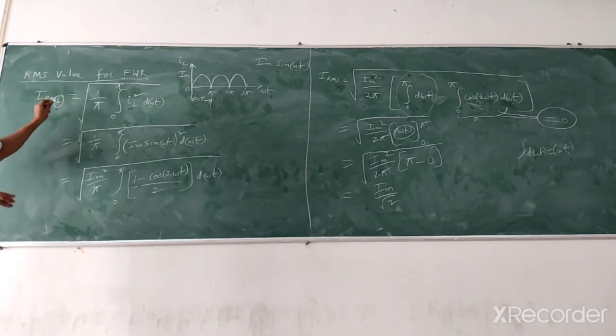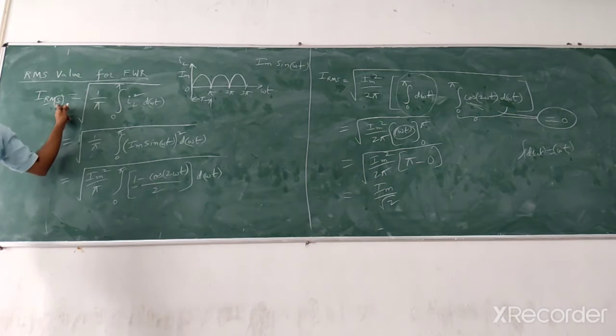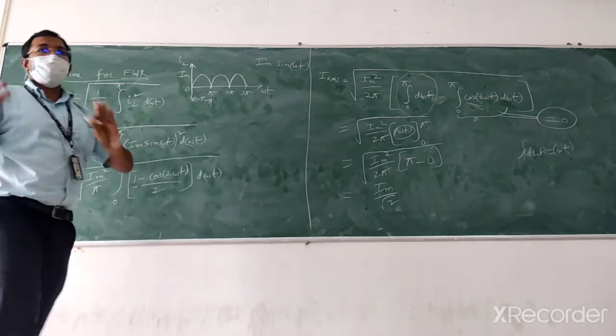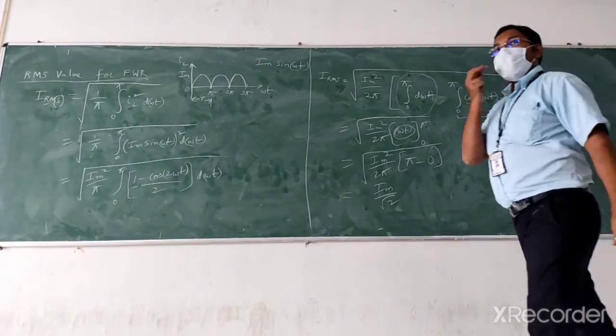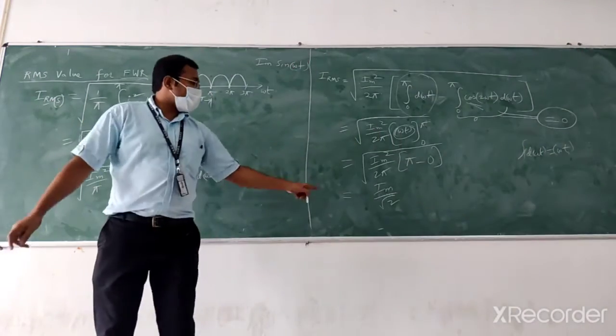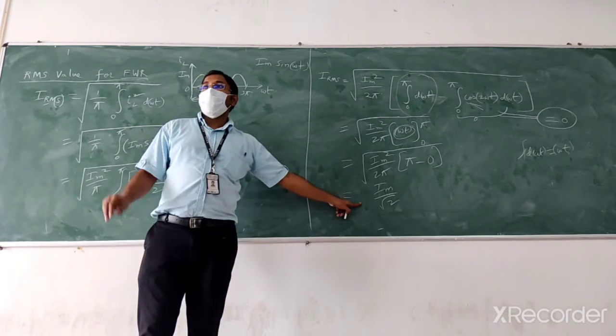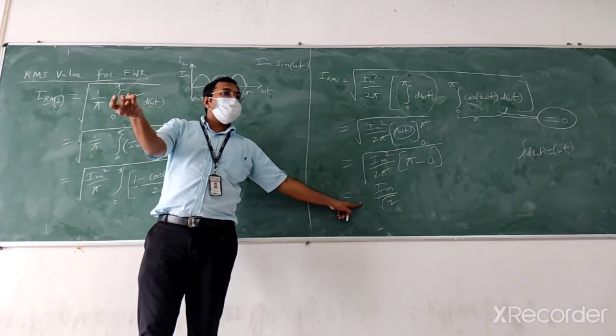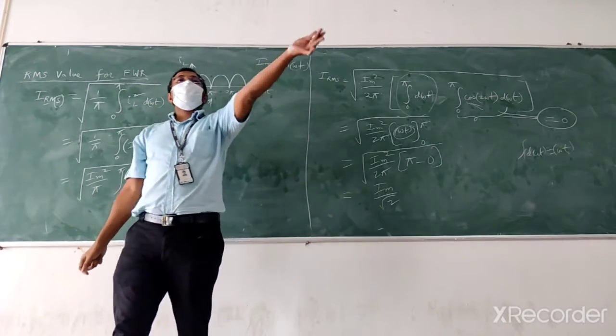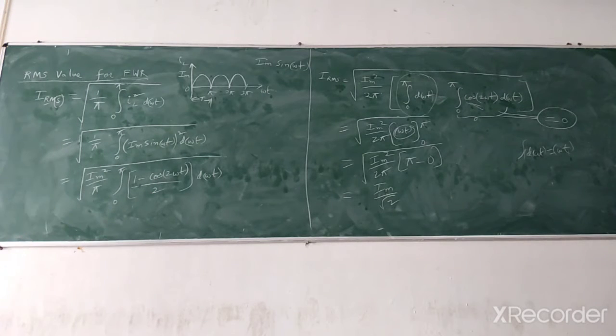When we square, it doesn't matter whether it is positive or negative, both are equal to positive. Minus 5 square is 25, plus 5 square is also 25. So that is the reason you are getting the same answer. The full wave rectified output also, the RMS value we are getting is equal to the sinusoidal signal RMS value. Clear?